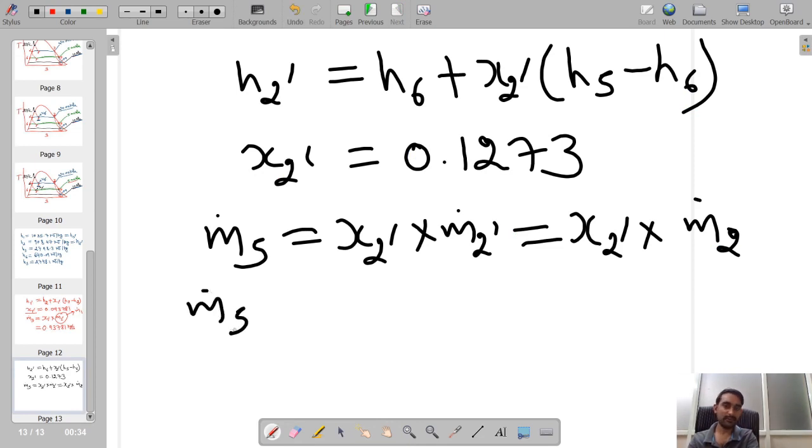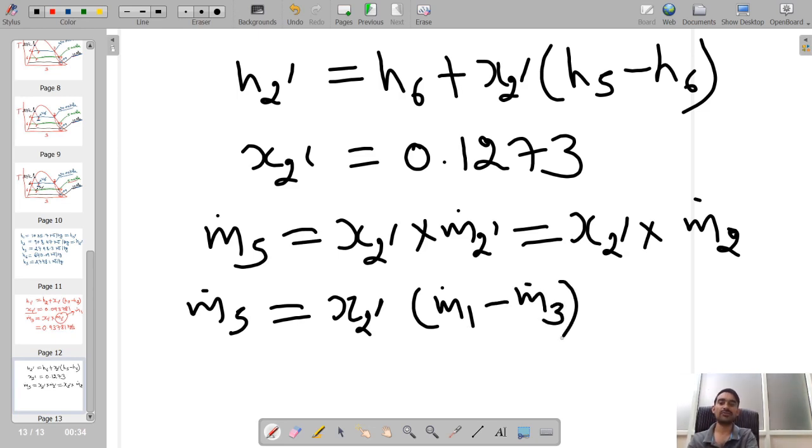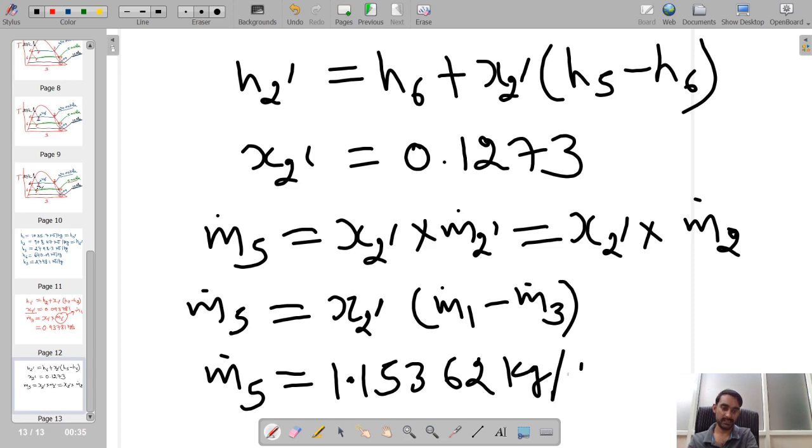So I can simply write that mass at point 5 will be equal to X2 dash into (mass flow rate of point 1 dash minus mass flow rate of point 3). If you substitute the values, you will find that the mass flow rate of point number 5 is equal to 1.15362 kg per second.